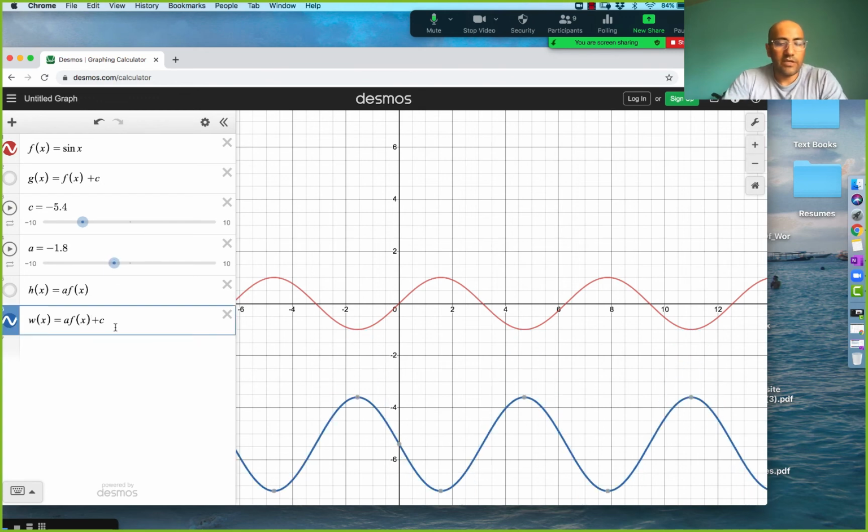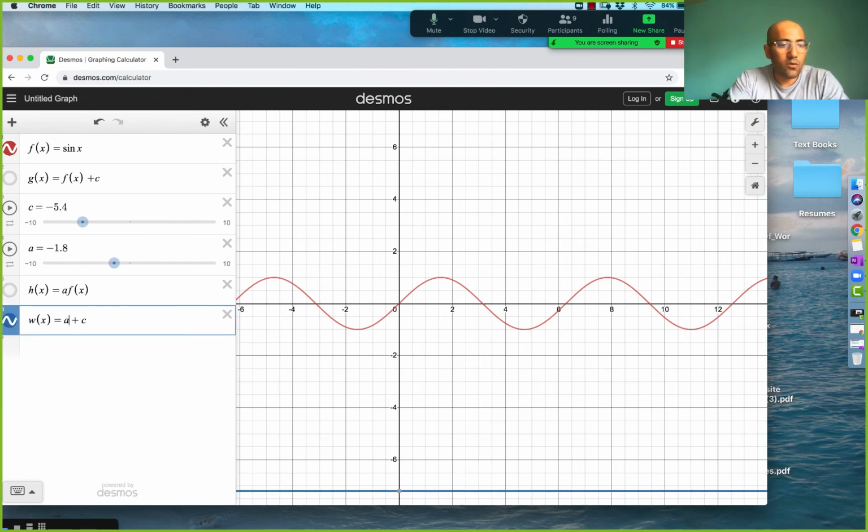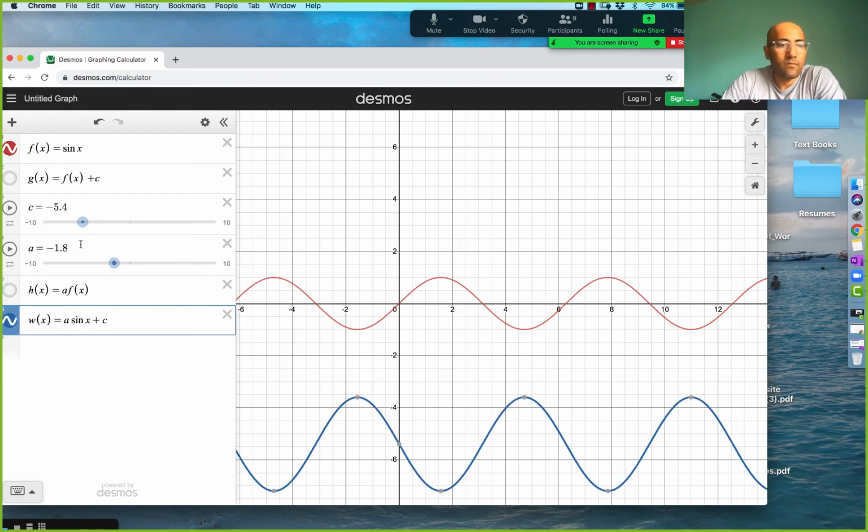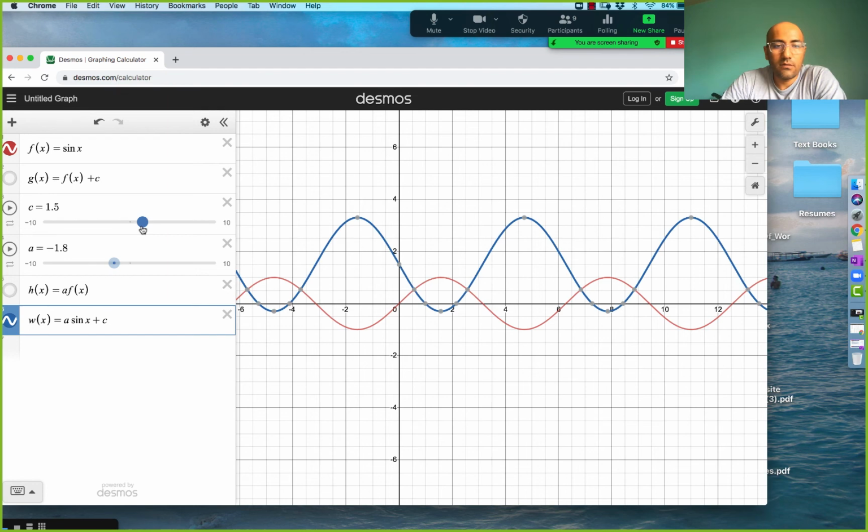Good. And again, notation-wise, I can leave that as an f of x, or I can rewrite this as a sine x in here. Any questions? No, no, no, no. Okay, next part.